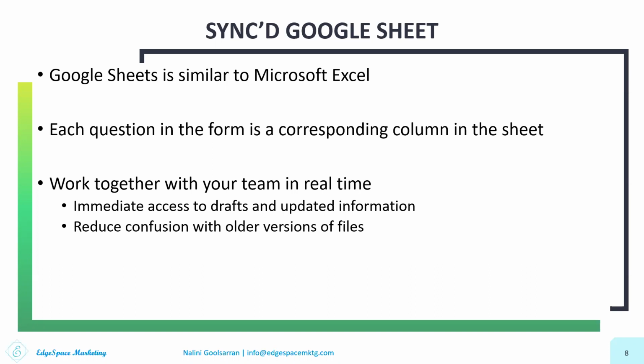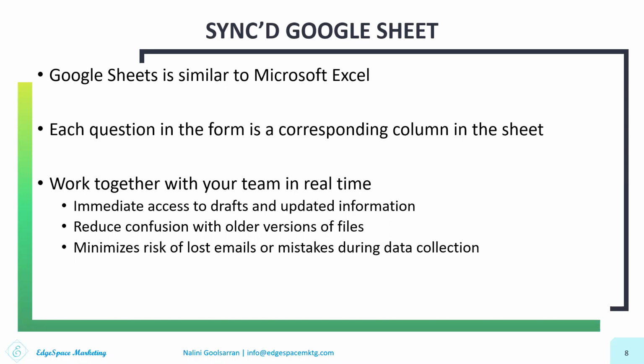I don't know about you, but oftentimes when I work in teams and you're working on a file with someone before this shared functionality, you're emailing the form back and forth, the file, and there's a chance that you're working off of version 2 and somebody's working off of 2.5 and then there's misinformation. So this helps to solve for that. And as I mentioned earlier, this minimizes the risk of lost emails or mistakes during data collection. Before Google Forms or online forms, you might have had them fill out something like an online form, but then you manually had to take that information and put it in a spreadsheet. And then sometimes you have mistakes or something was missed.